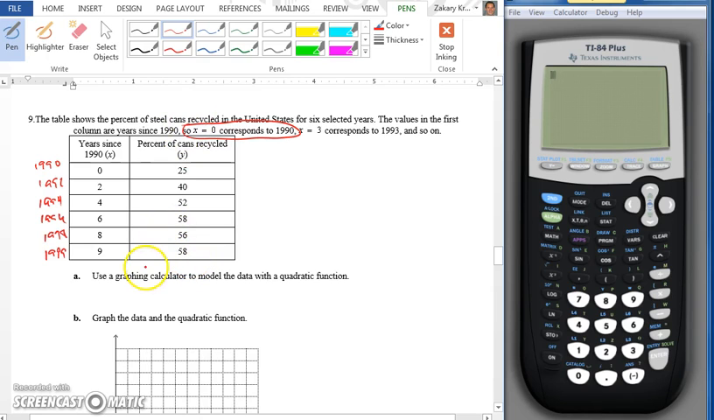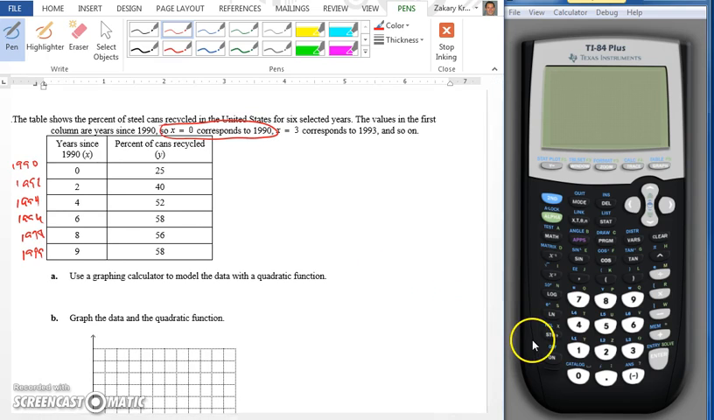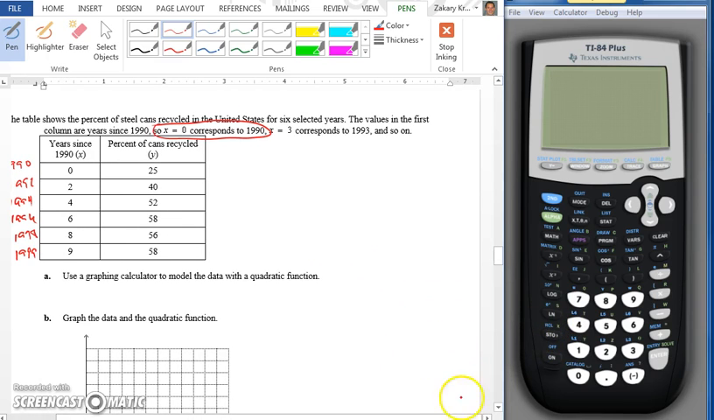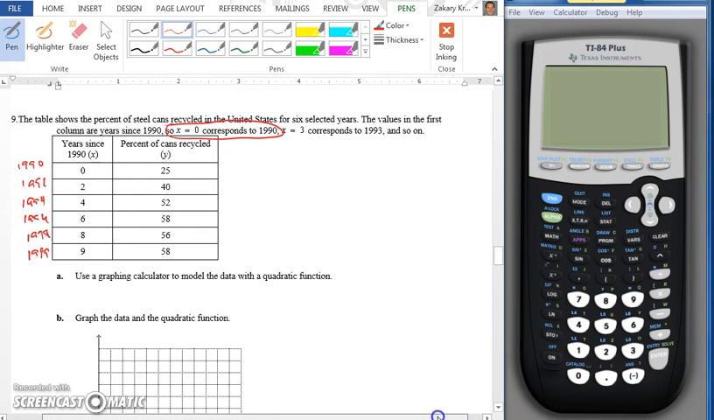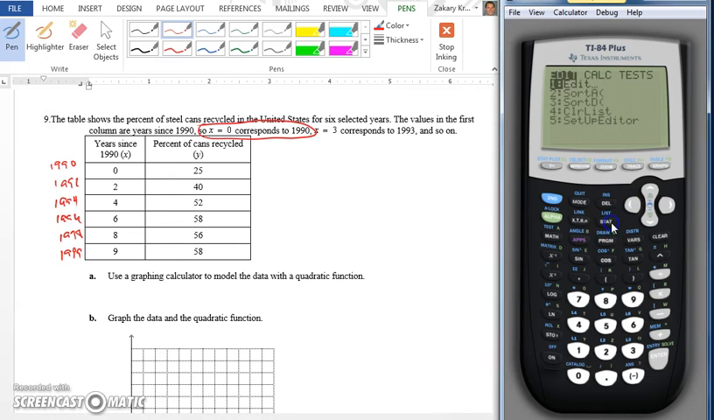So use the graphing calculator to model the data with the quadratic function. So we go over to our calculator, and we have to go to Stat, then hit Enter. And I already entered these, so in our L1 column, we put our x values, 0, 2, 4, 6, 8, 9. And then in our L2 column, we put our y values, 25, 40, 52, 58, 56, 58.